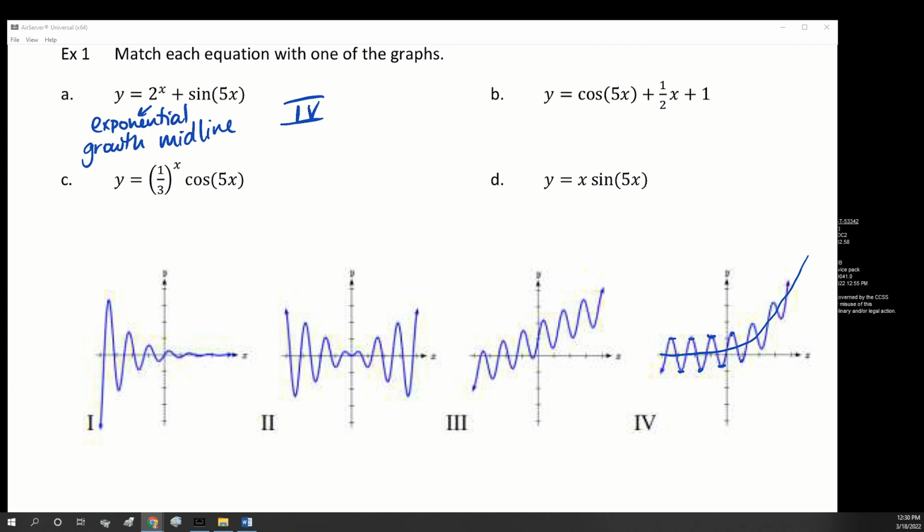Okay, and then for B, we have a cosine graph, which is fine. But to it, we have this added. So is that going to be a midline change or an amplitude change? Midline. And what kind of midline? Linear.